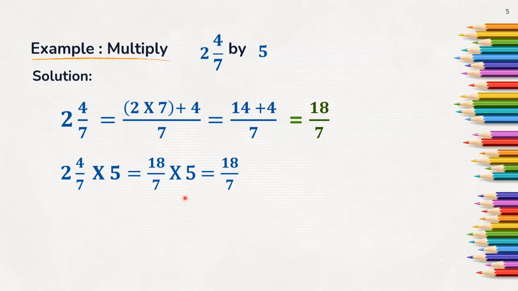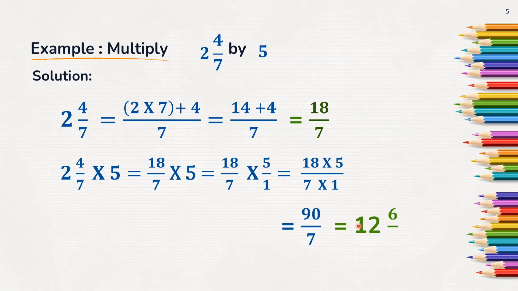Here 18 by 7 into 5 by 1. Yes, so 18 into 5 by 7 into 1, right? So what is 18 into 5? 18 into 5 is 90 by 7. This needs to be converted into a mixed fraction. So when we convert it into a mixed fraction, we'll get the answer as 12 6 by 7.